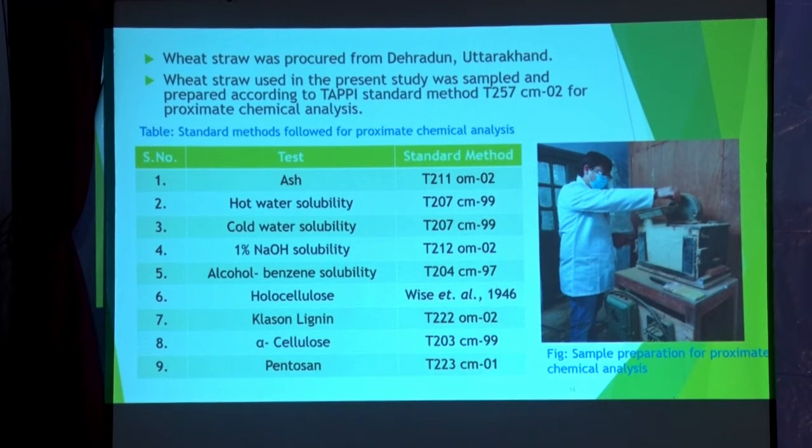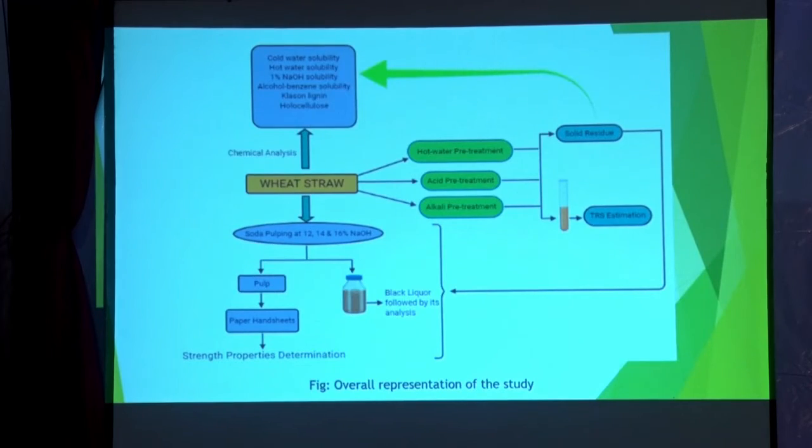Now coming on to the materials and methodology, the wheat straw was procured locally from Dehradun, and the proximate analysis of the wheat straw was conducted according to TAPPI standard methods. Under proximate chemical analysis, we have estimated ash, water solubility, alkali solubility, holocellulose, Klason lignin, alpha cellulose, and pentosan content. Now this is the overall representation of the study.